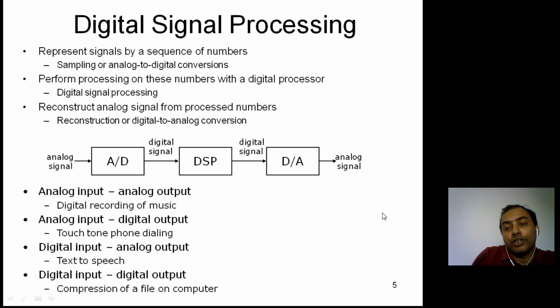And if we break this down, analog input to analog output as an example, digital recording of music. You can see, analog input to digital output, touch tone mobile dialing. So while you know touch tone mobile dialing, and digital input to analog output, how is this? Text to speech, this is an example of that. Digital input to digital output, compression of a file on a computer.